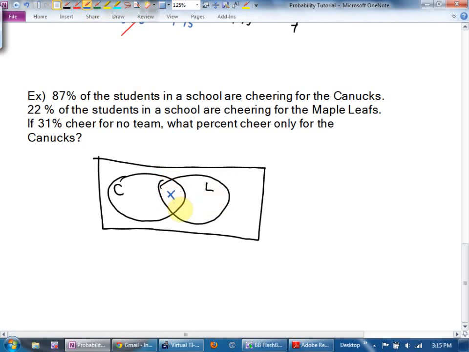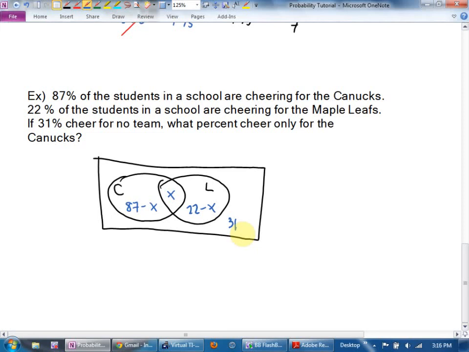What percent cheer for the Canucks? 87. So only for the Canucks, what am I going to put here? 87 minus X. What am I going to put here? 22 minus X. Mr. Duick, read the question properly. And what am I going to put outside? 31. Hoping desperately X ends up being positive, otherwise I've got a problem.